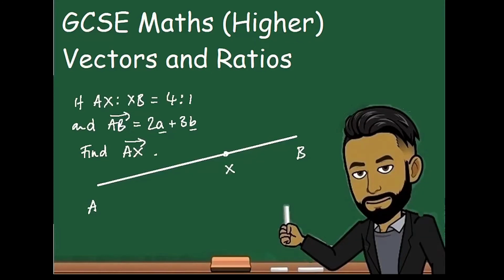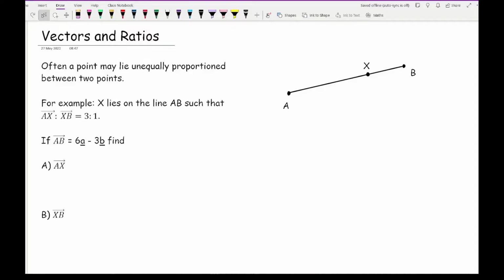So welcome everybody to this latest video on 162 Math, and in this video we'll be continuing with the theme of vectors with a focus on vectors and ratios. So often a point may lie unequally proportioned between 2 points. So for example, X lies on the line AB such that the distance from A to X and X to B is in the ratio of 3:1.